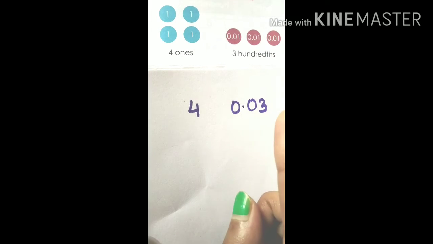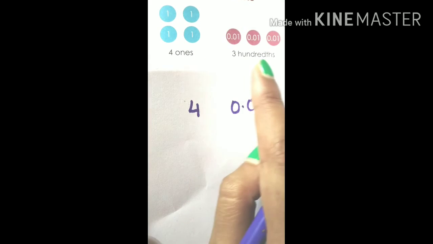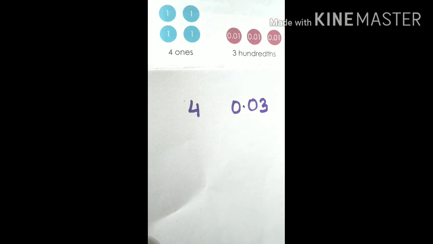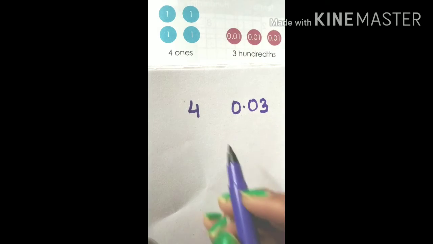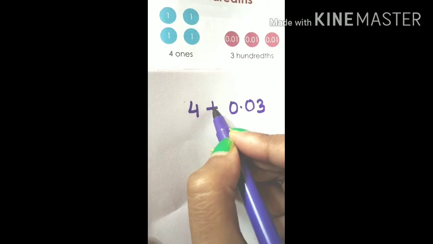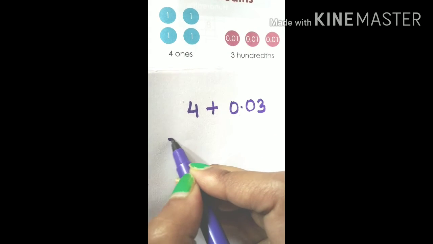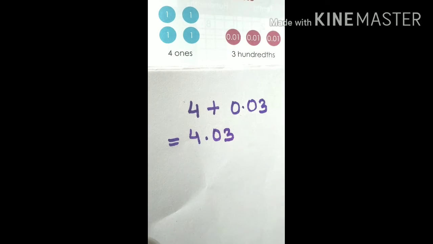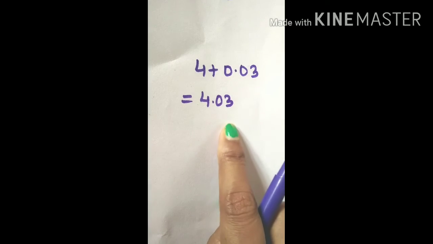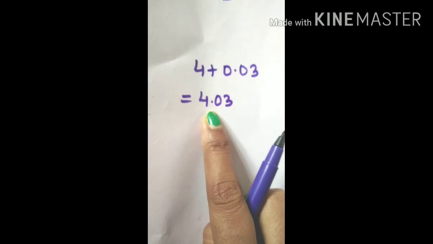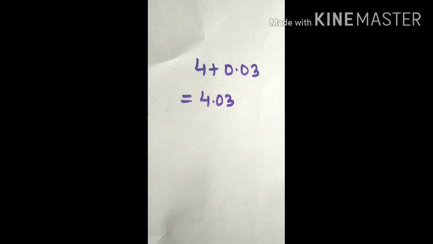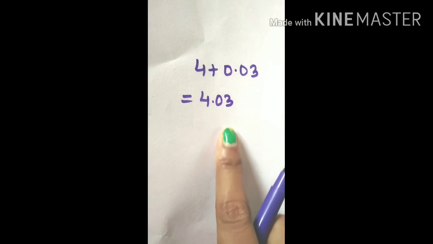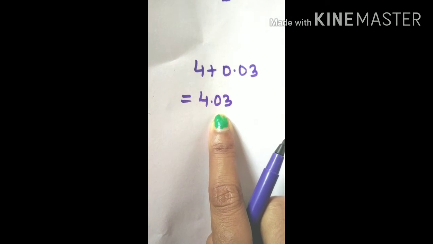And students, here we have no tenths. We have only ones and hundredths. So students, when we add 4 ones and 3 hundredths, we get 4.03. Students, the hundredths place comes after the decimal. And since there are no tenths in the number, the digit in the tenths place should be 0.